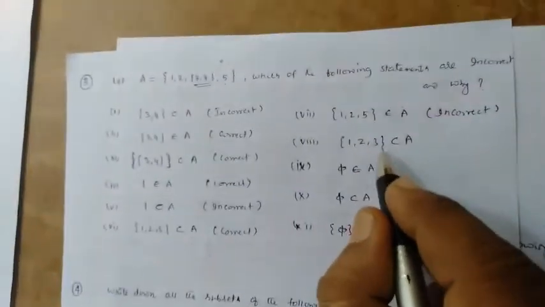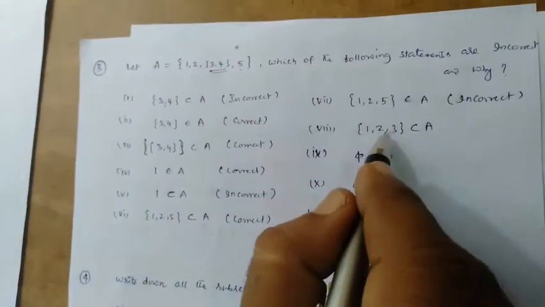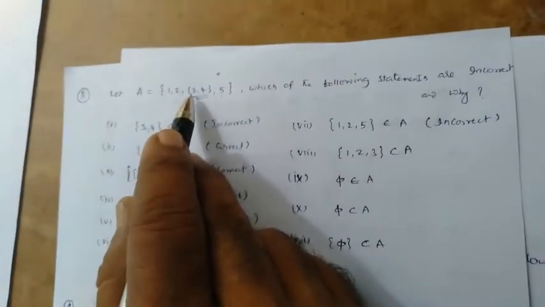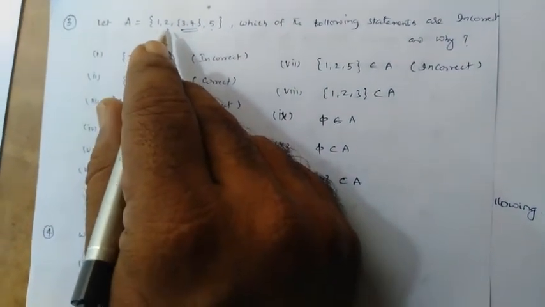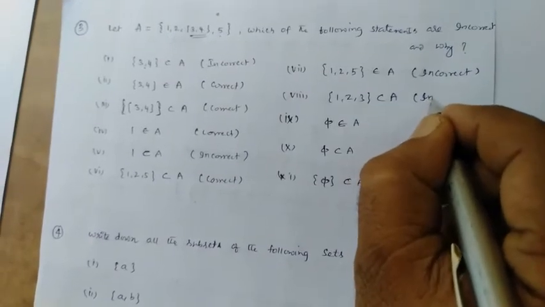{1, 2, 3}. So 1 is there, 2 is there, 3 is not there. But {3, 4} is available. {3, 4} is an element. So 3 is not there in the set individually. So this is also an incorrect statement.